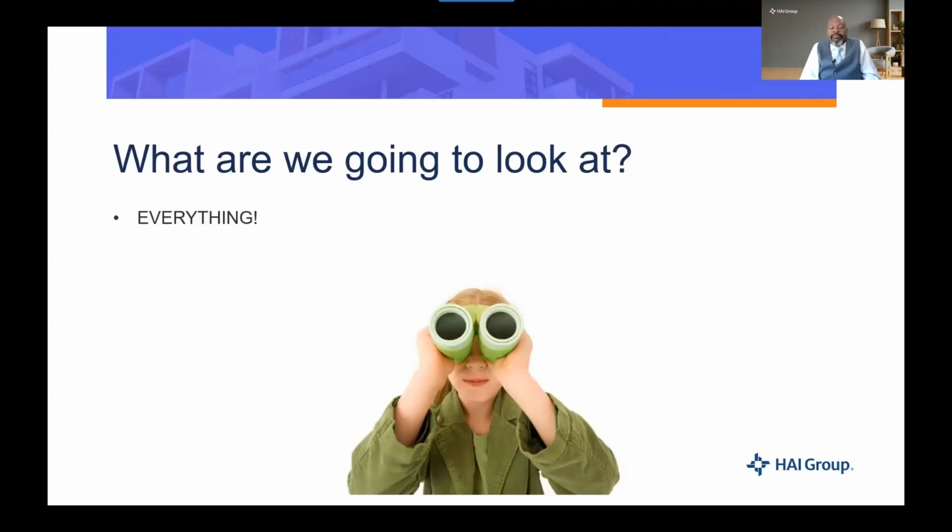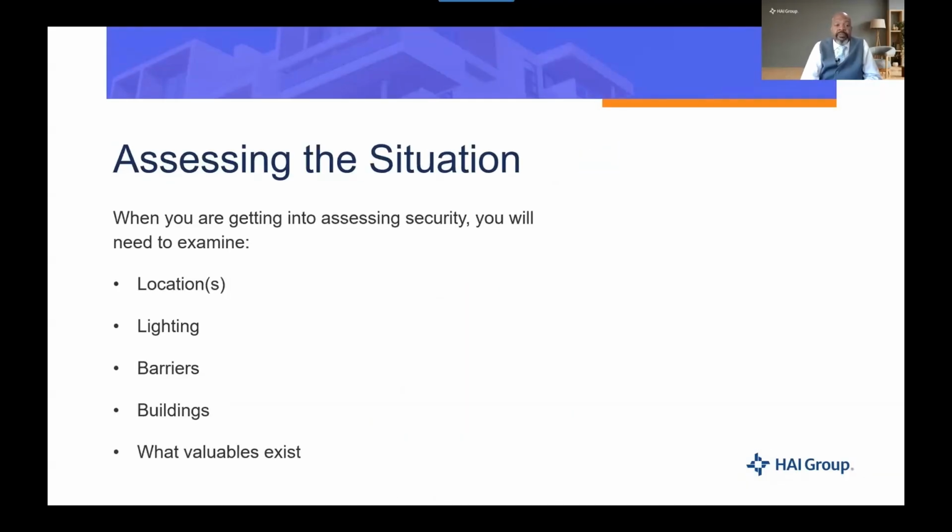What are we going to look at? Absolutely everything. We want to look at everything that can be impactful as we assess where we are with our security related features for a property or a community. So assessing the situation, when you're getting into assessing security, you'll need to examine, again, your location, lighting, and the barriers that are there to help protect the community or the location.